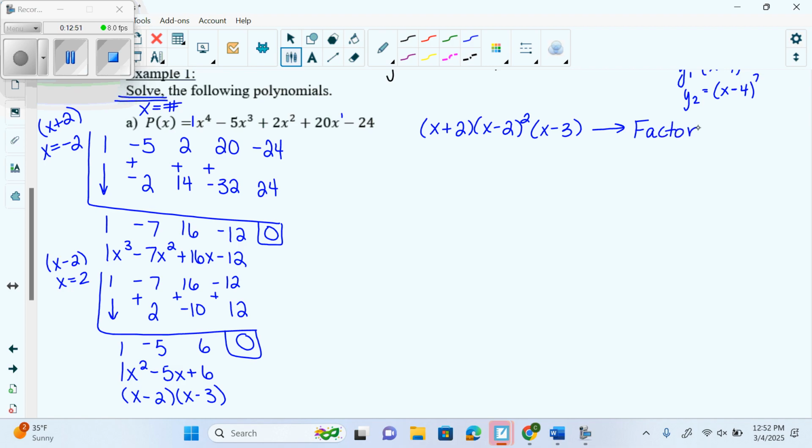Did I ask you to factor? No. So if I ask you to solve, you're going to go x plus 2, x minus 2 squared, x minus 3 equals 0. Because to solve means you're going to set y equal to 0. So in this case, I'm going to set p of x equals 0. Okay? Well, in grade 11, you would have just had 2. You would have had like x plus 2, x minus 3 equals 0, and you set each equal to 0 and solve, correct? Same thing here.